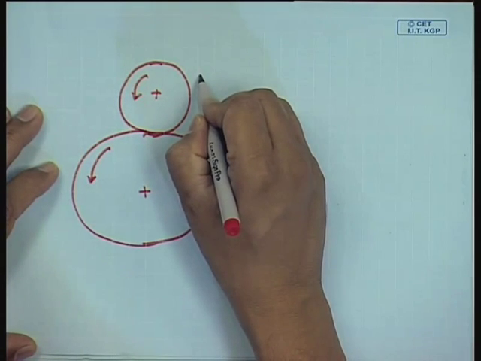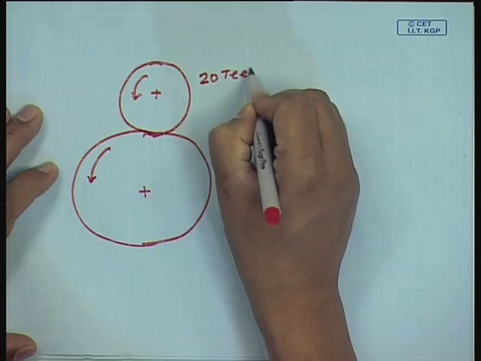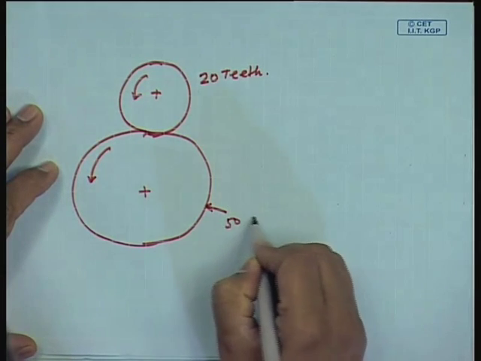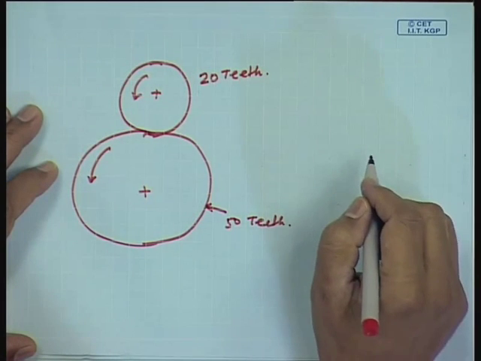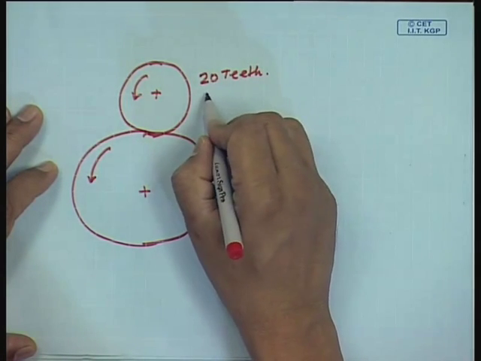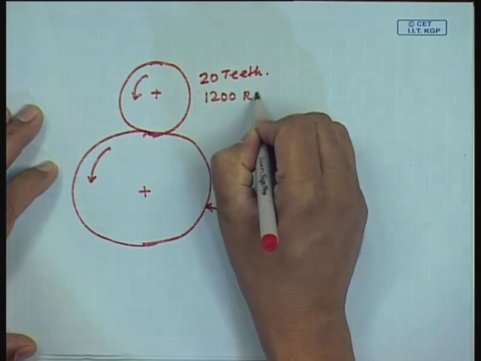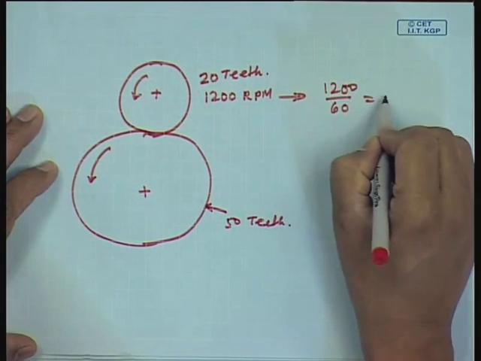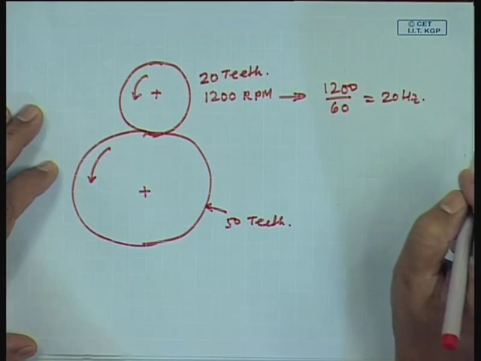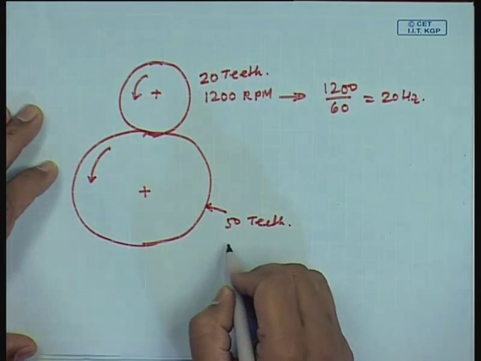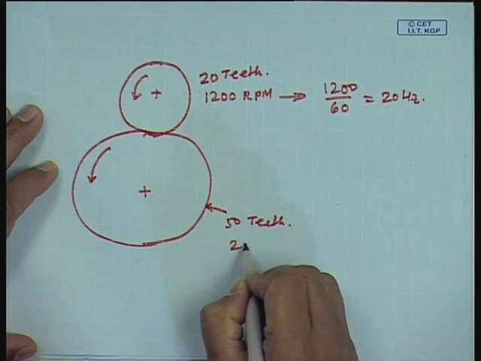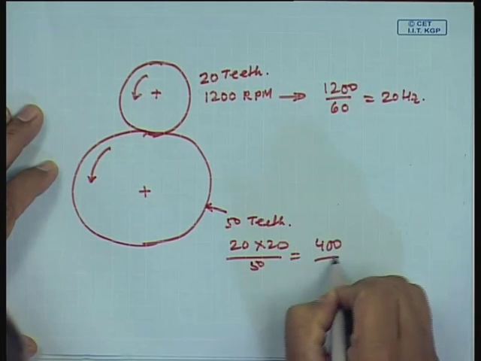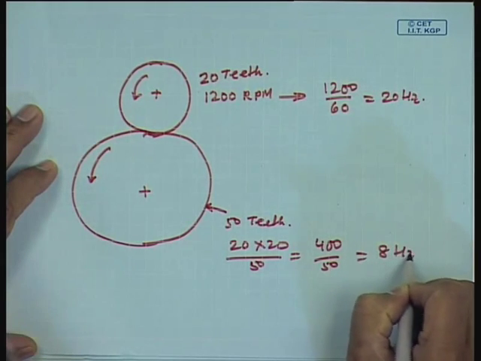So, this is having 20 teeth, and this is having 50 teeth. Suppose this is running at 1200 rpm, and this corresponds to 1200 by 60, that is 20 hertz. So, this will be running at a speed of 20 into 20 by 50, that is equal to 400 by 50, that is equal to 8 hertz, right.